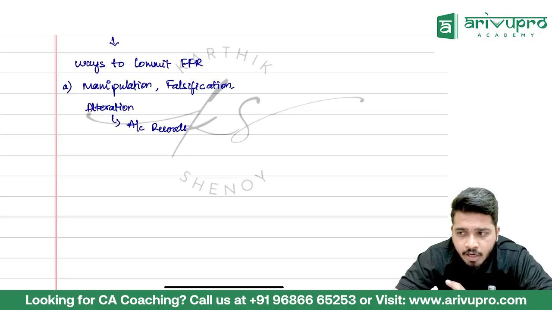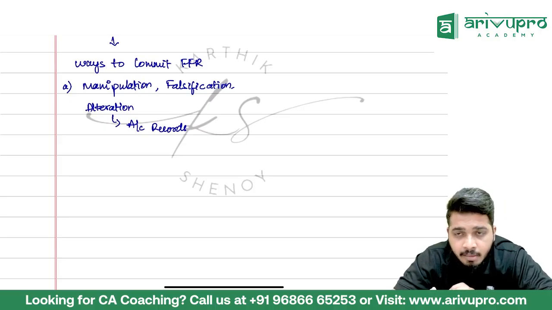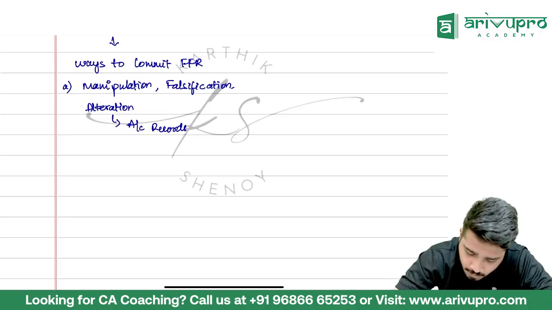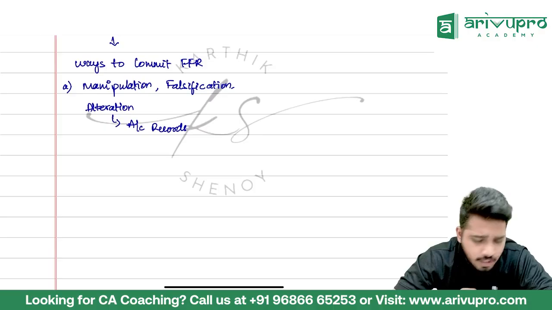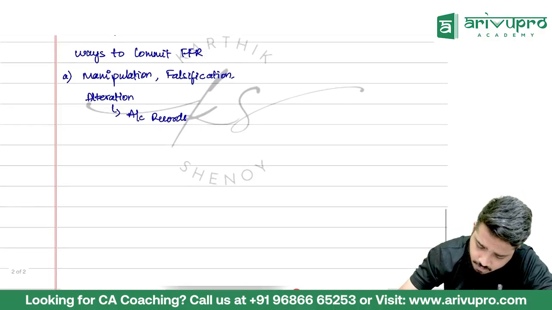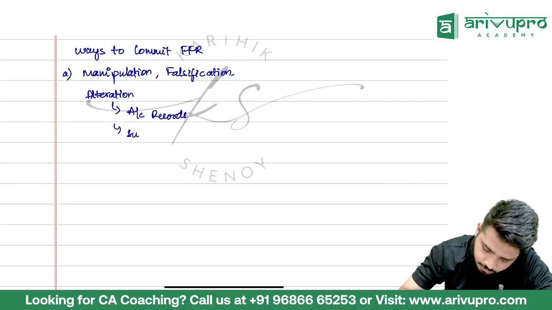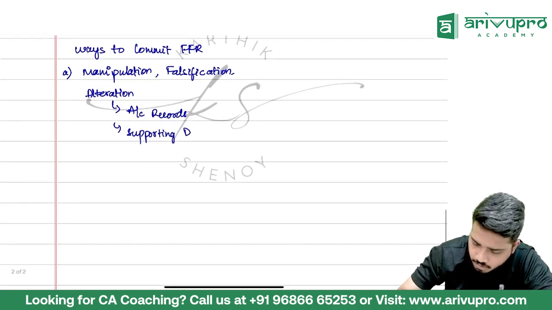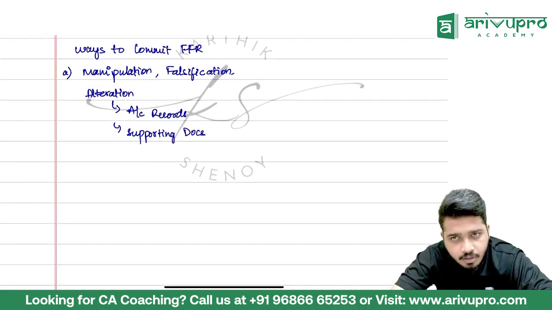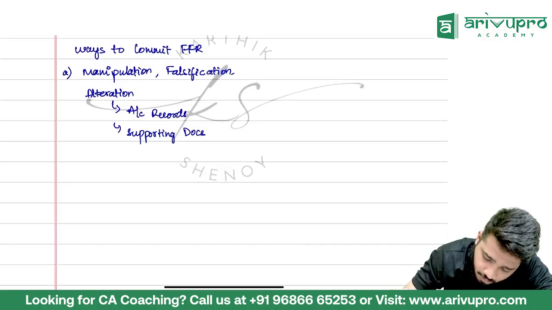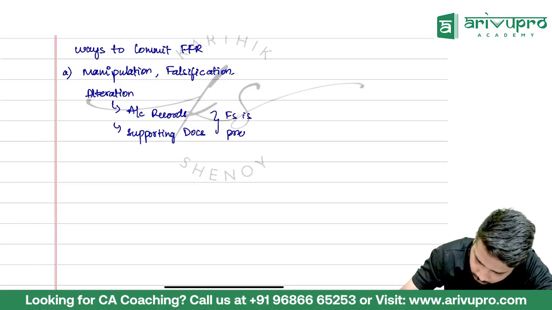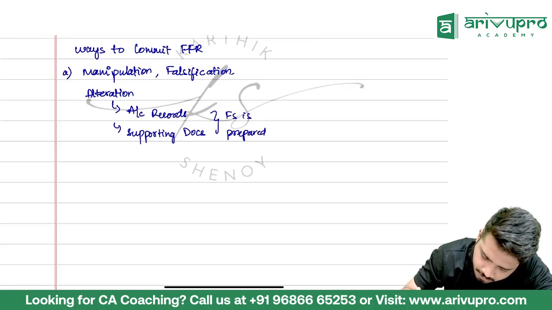Right? Calculating in a different way so that people will not understand, or making them believe what you want them to believe by giving wrong information. Clear? So that is called manipulation. Alteration is nothing but change. Okay, what? Accounting records. Supporting documentation. Clear? Because based on this only FS is prepared.